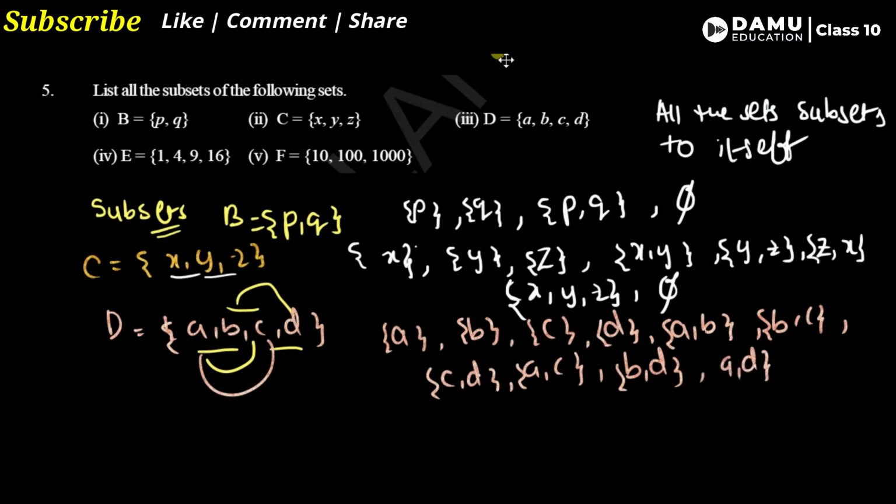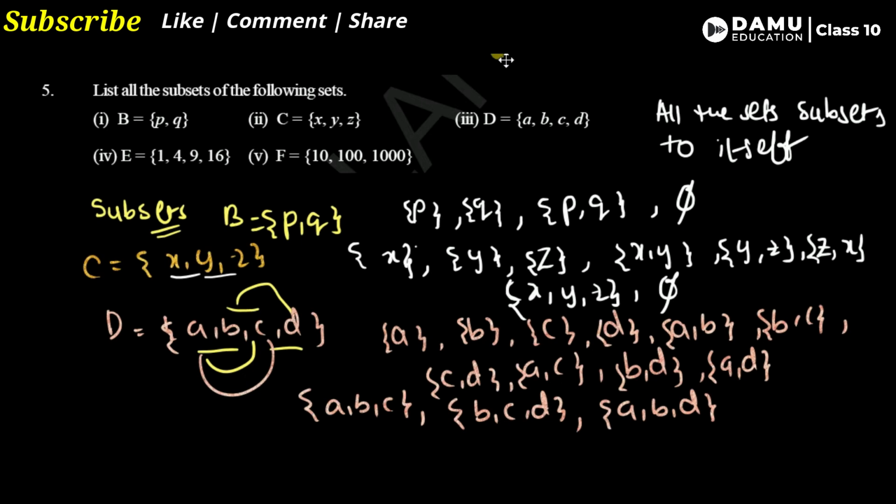So AD also we can take. Two-element combinations: A with B over, A with C over, then A with D. Then B with C, BC over, then BD also over, then CD. So those are the combinations with two elements. Then three elements: {A, B, C} is one set, then {B, C, D} is another set, and {A, B, D} is another one.